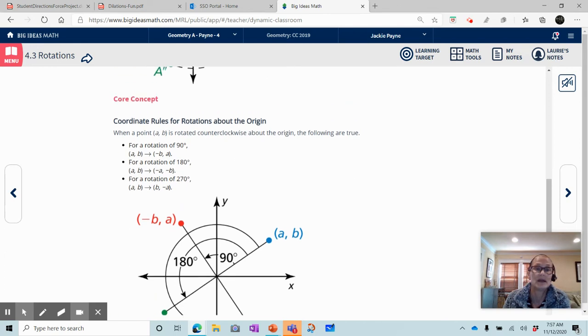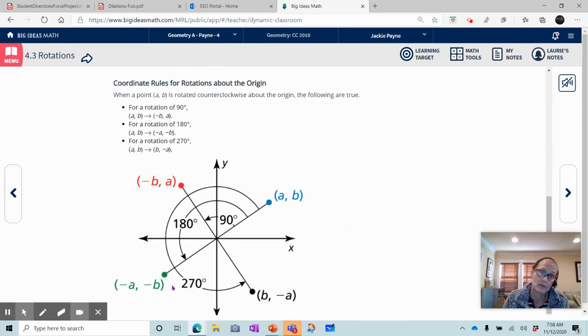And if you know the original A, B, this is an x, y coordinate, then if you rotate 90 degrees, all it's going to do is switch the A and B and make the B negative. But it's going to be the same distance from the origin, exactly the same place on the circle if it's rotated around the origin. So your A, B would turn into negative B, A. Your A, B for 180 is going to come all the way down here, and it's going to be exactly negative both of those values.